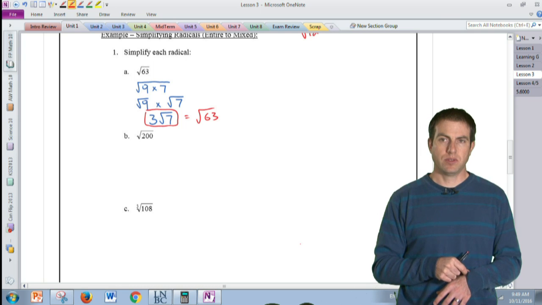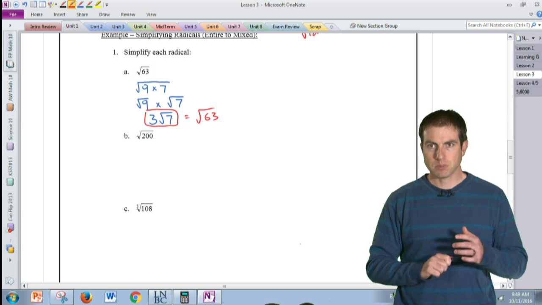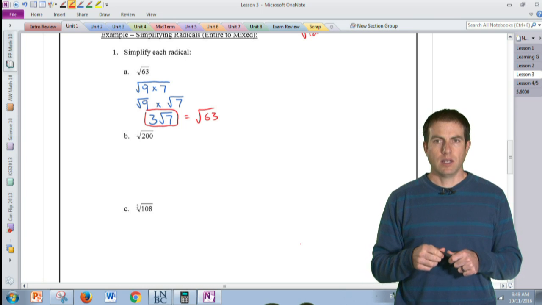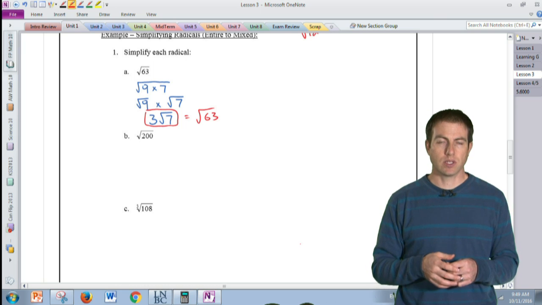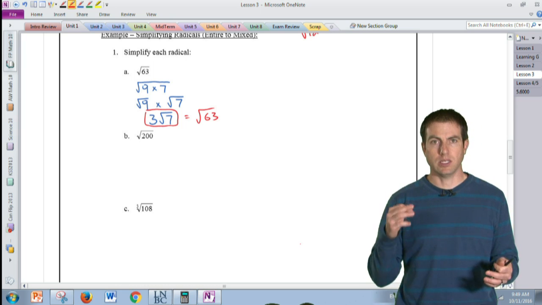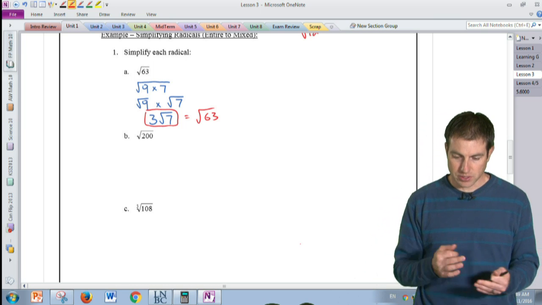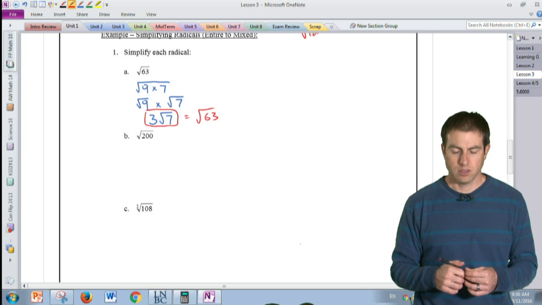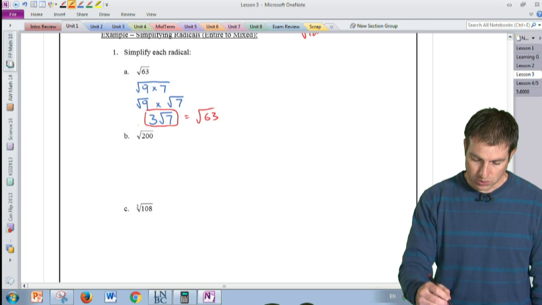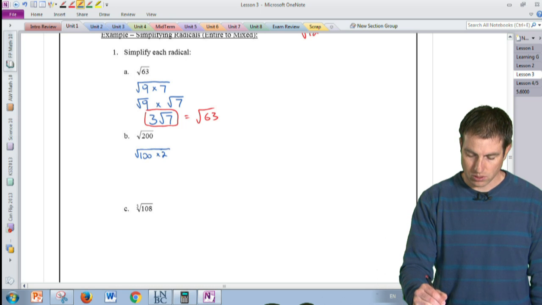There's a couple different ways to do this. Things get a little bit tricky when we look at this one. If I think really, really hard and think, okay, 200, perfect squares, I've got 4, 16, 25, 36, 49, 64, 81, 100. 100 goes into 200. So instead of writing this as the square root of 200, I'm going to write it as the square root of 100 times 2.